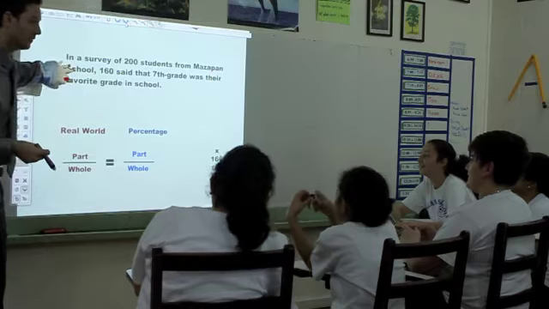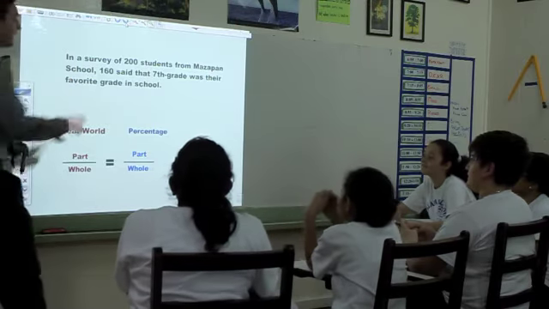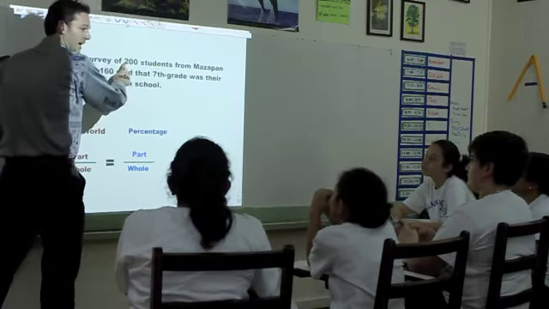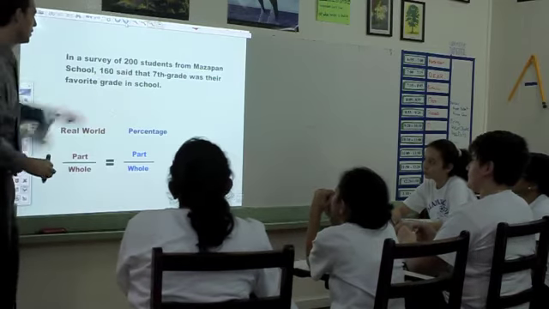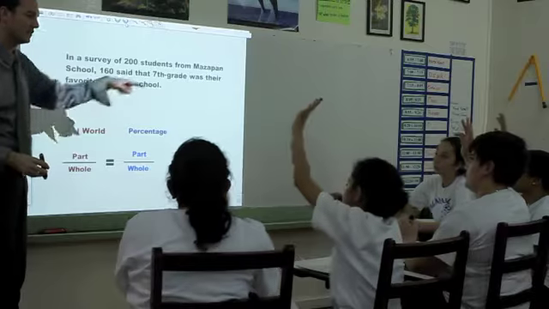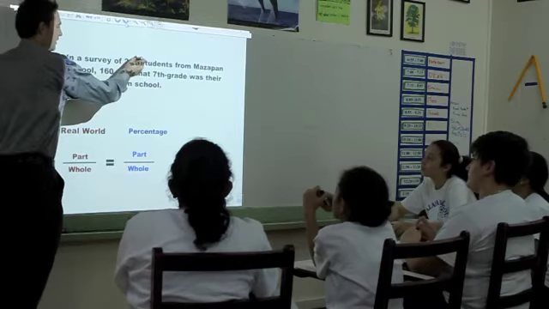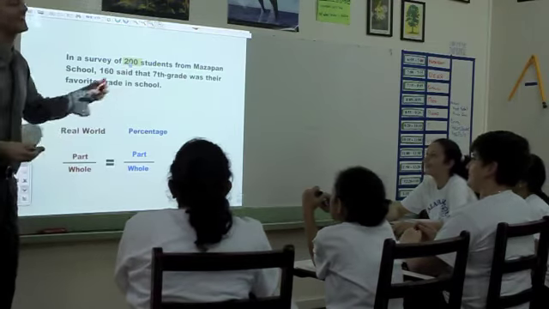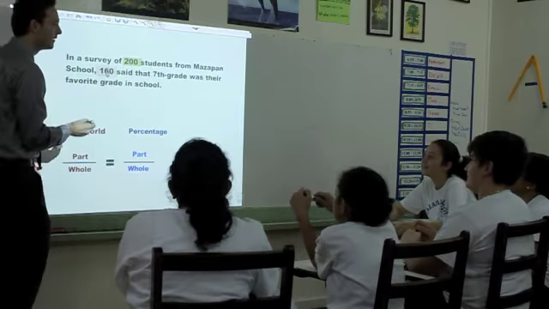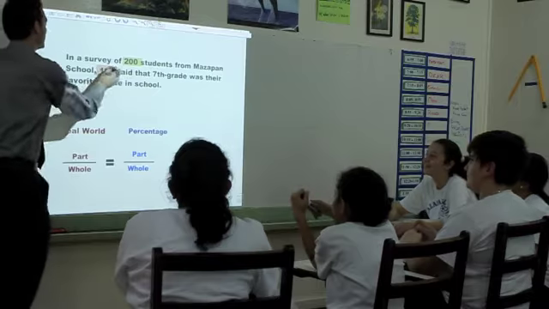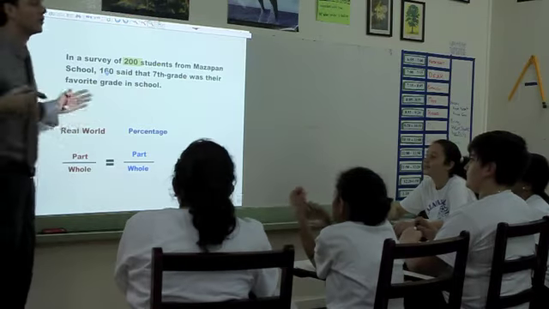In this problem though, this is a real life problem, and we have a group of students, 200 students, and we have 160 of those students. Which number represents the whole, the 200 or the 160? Susan? 200, absolutely. That's the correct answer. 200 is our whole, all right?